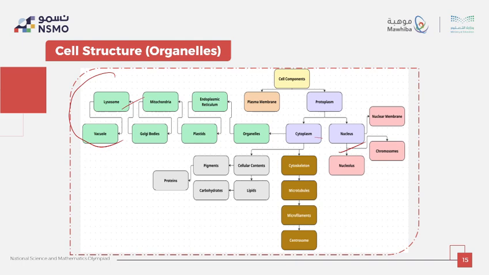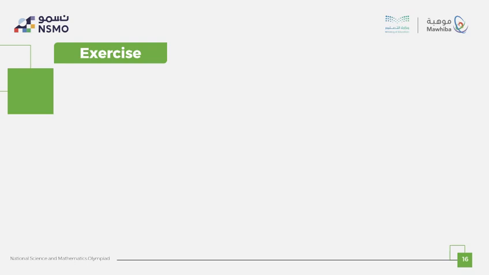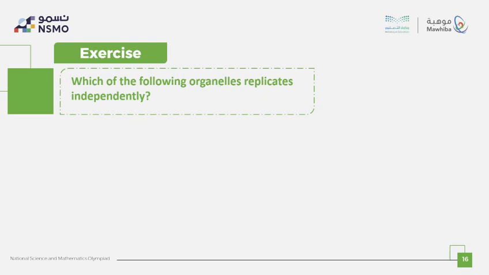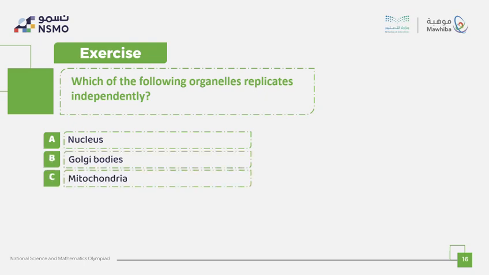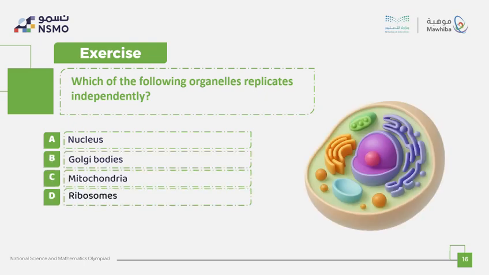Okay, guys, let's examine our knowledge of the organelles. The question asks, which organelle replicates independently inside the cell? Nucleus, Golgi bodies, mitochondria, or ribosomes. The nucleus here doesn't replicate by its own; it replicates all things in cells. Golgi bodies don't have DNA. Ribosomes do not have DNA. So the right answer is the mitochondrion.